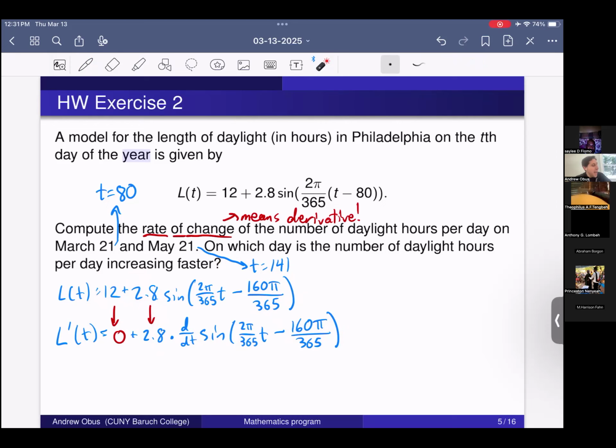And now here's where we have to use the chain rule. In this chain rule, the thing on the inside is our g of t, and the sine on the outside is f of t. In this case, our letter is t because it's representing time.